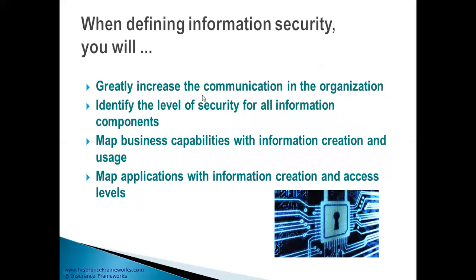So by using Panorama 360, you have an information model tied in with the business capabilities, and you can greatly increase communication in the organization. You can identify the level of security for all information components. You can map the business capabilities with information creation and usage, and map the applications with information creation and access levels.